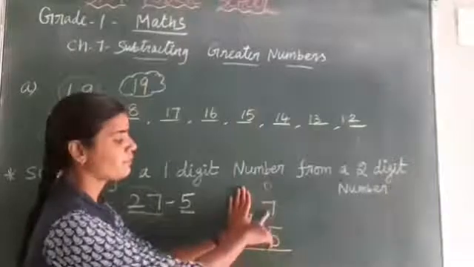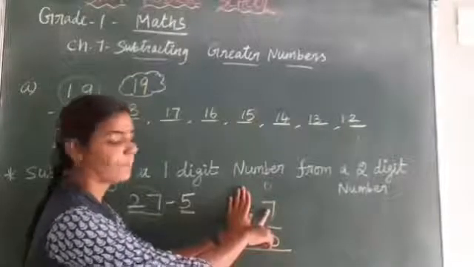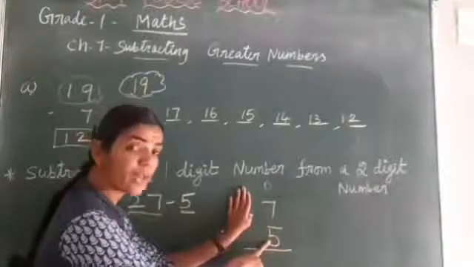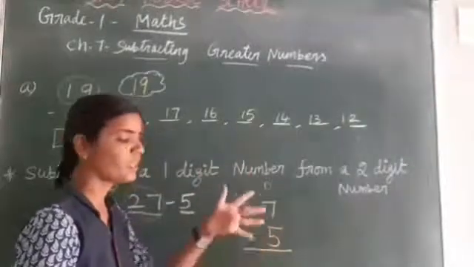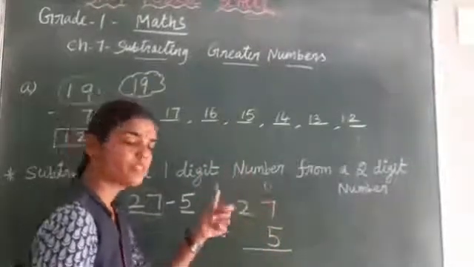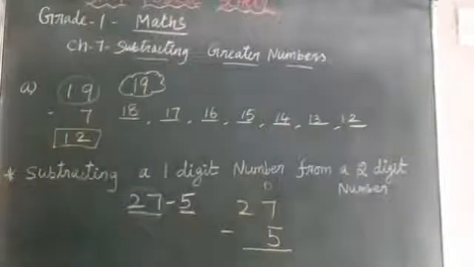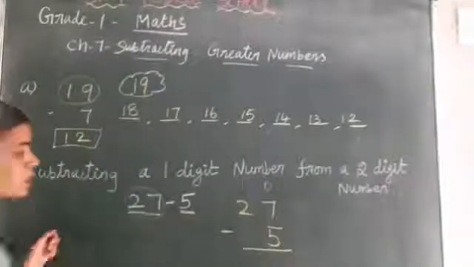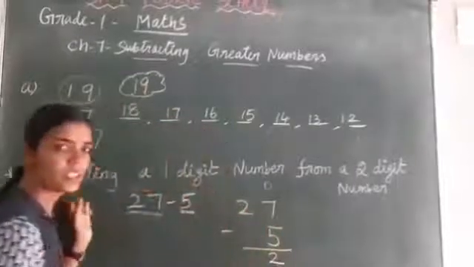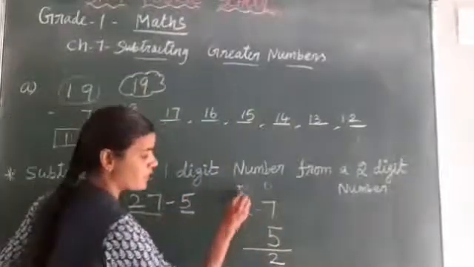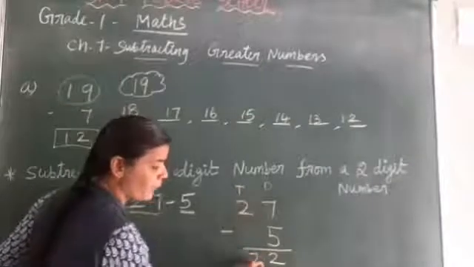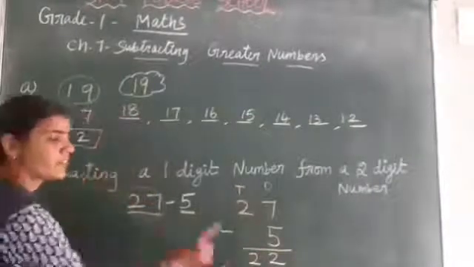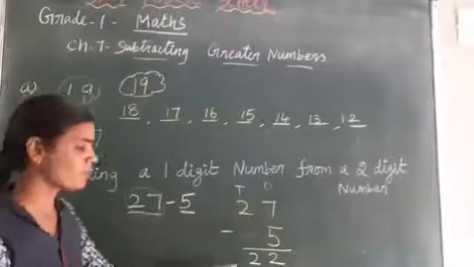So 7: start from this number and move backward 5 steps. 7 before is 6, 5, 4, 3, 2. So move backward 5 steps. The answer you got is 2. Next, the tens place. Here there is no number, so you have to write the same number below. So the answer is 22.